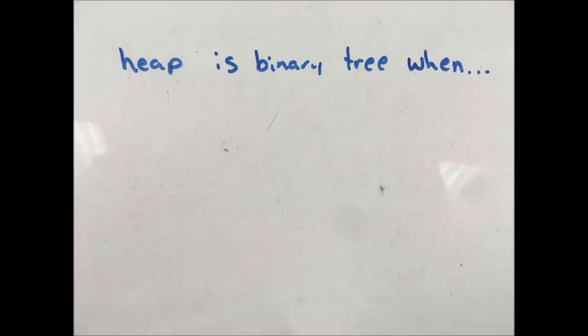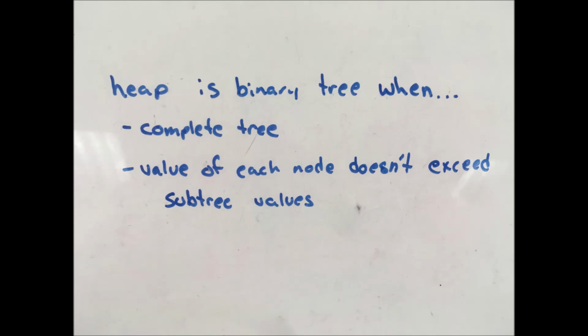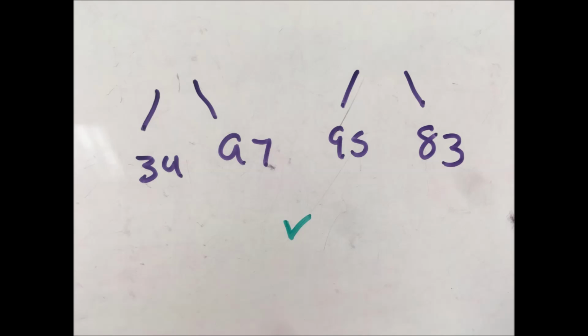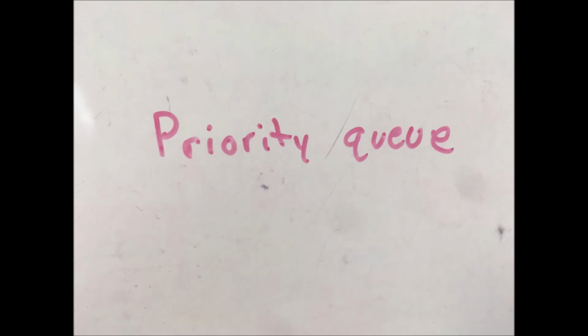A heap is a binary tree that satisfies two conditions. It's a complete tree, and the value in each node does not exceed any value in the node's left or right subtrees. Heaps are allowed to have more than one data item with the same value, and the values in the left subtree do not have to be ranked lower than the values in the right subtree. A heap can be used as a priority queue.